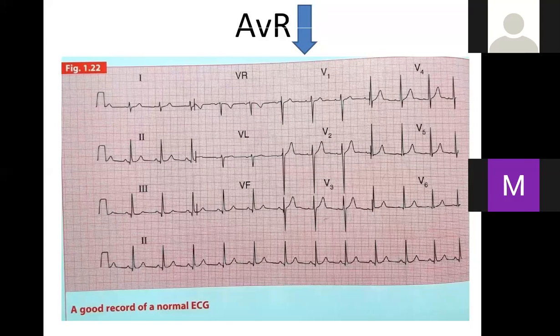One is that the leads are reversed, the leads are not correctly placed. The second is that the patient is dextrocardiac. The patient's heart is on the other side, or the patient has situs inversus. So when you listen to the chest, the heart will be on the other side. So first, your point will be AVR. You will look at the AVR. It should be negative.